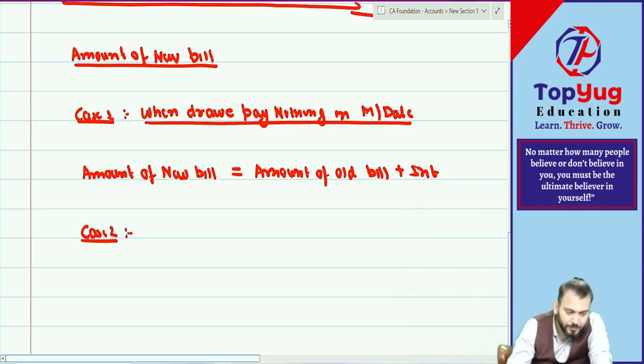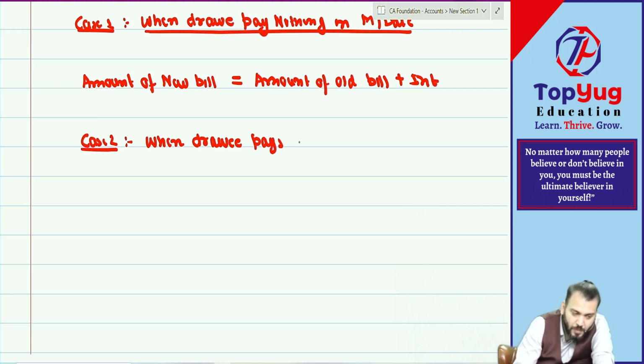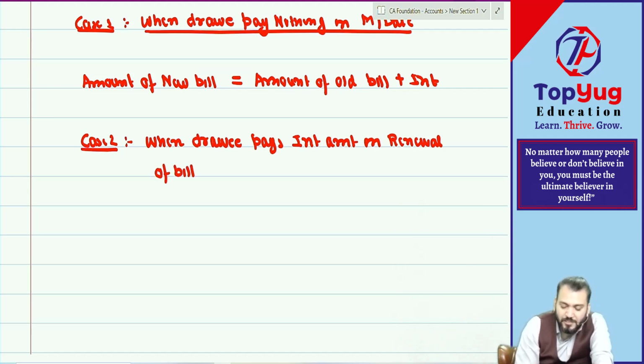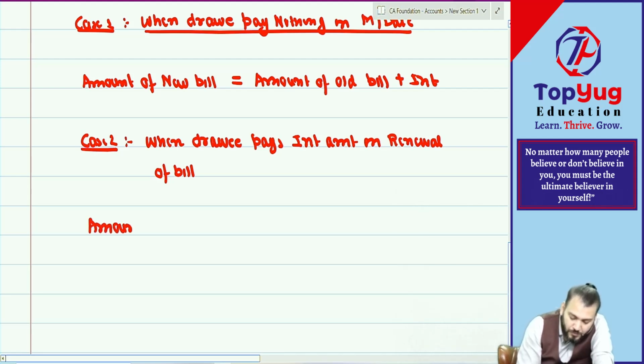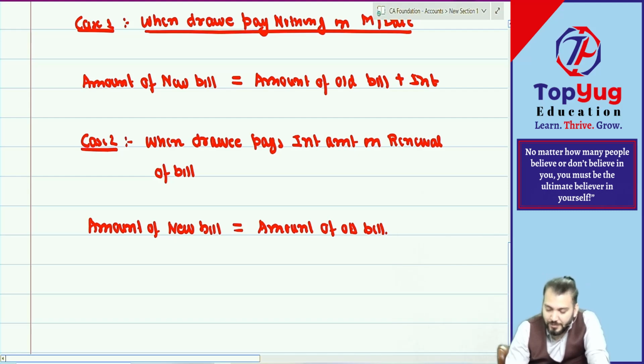Case 2: when the drawee pays the interest amount on the renewal of the bill. Are you getting what I am saying? It means he has already paid the interest amount. Then tell me, what will be the amount of the new bill? It will be the amount of the old bill. Understood what I am saying? Amount of the old bill only. Correct.